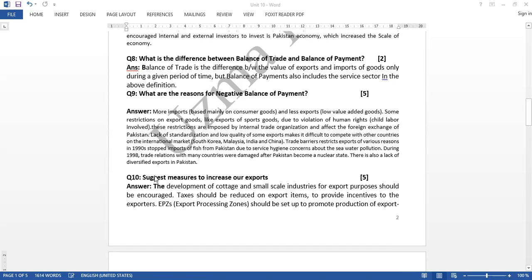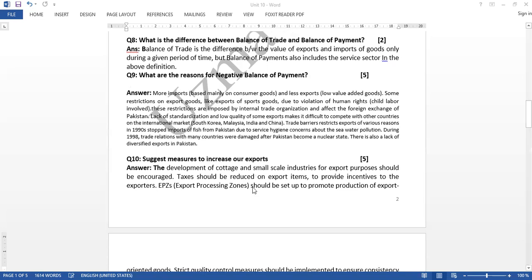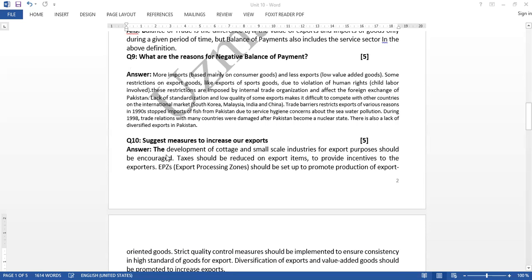Question number 10 is, suggest measures to increase our exports. Now we will discuss the answer. The development of cottage and small scale industries for export purposes should be encouraged. Taxes should be reduced on export items to provide incentives to the exporters.